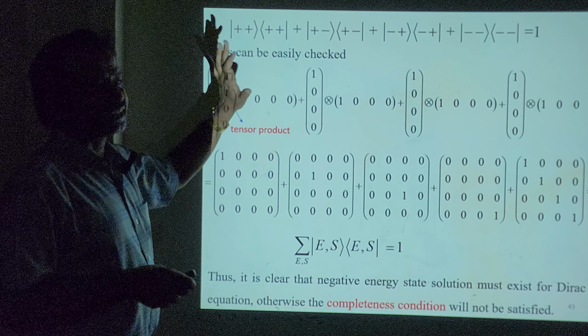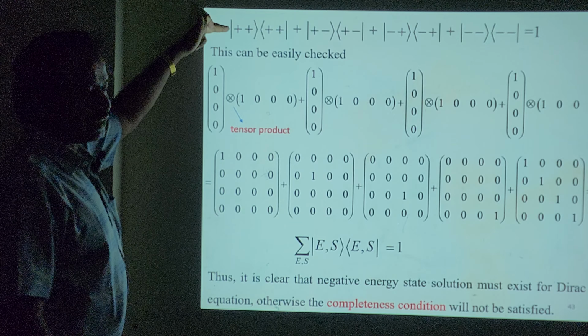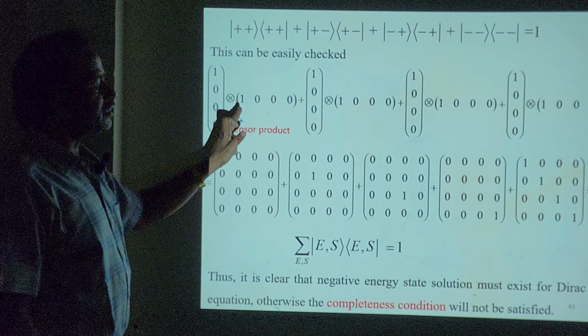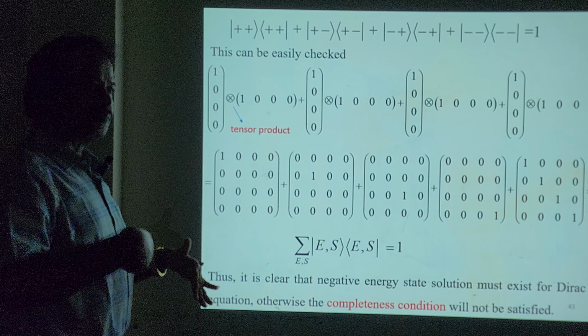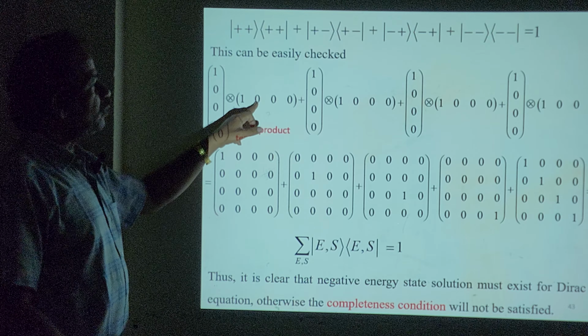Okay, this can be easily checked. We are going to check. And of course, we know that this ket vector can be written as 1 0 0 1. We know already. What is the bra vector? Just take the complex conjugate and convert the columns into rows. We know already. So this will be your 1 0 0 0.